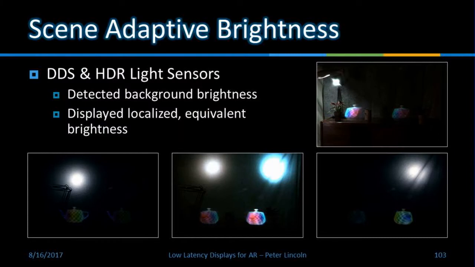And with DDS and some HDR light sensors, we could scale the brightness of the virtual scene by matching it to the physical scene. But what are some other limitations in the current system, and where can we go from here?